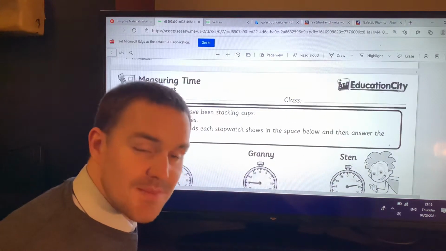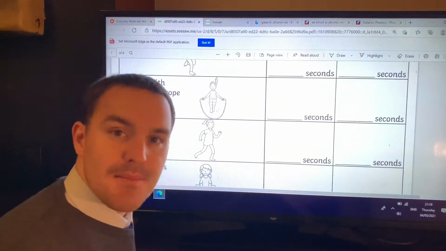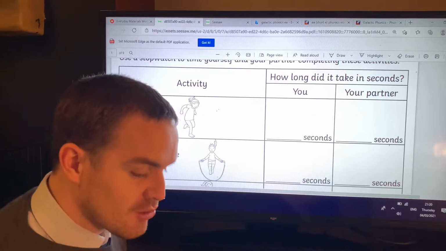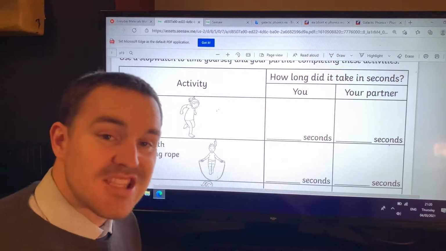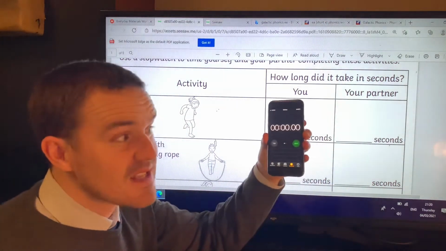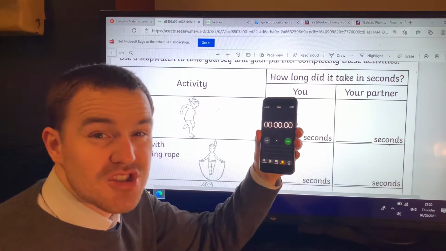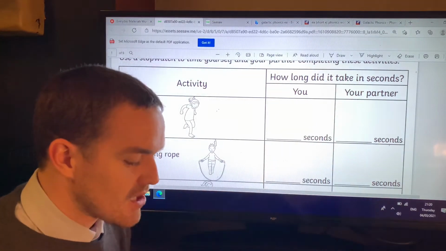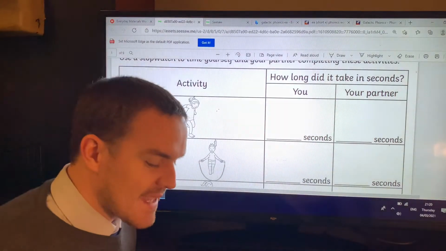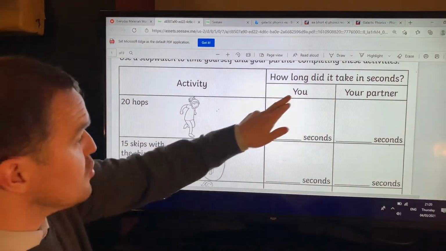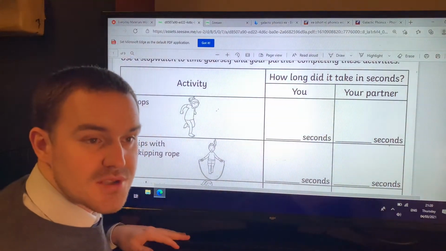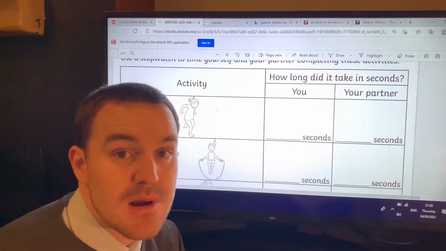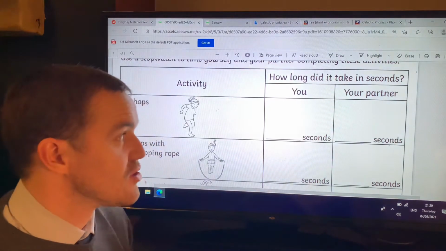I've also given you something similar to yesterday, a little physical challenge to keep you fit. For that challenge, you will need a stopwatch. Most phones have them, but I'm sure you'll be able to find one somewhere in your house, or you can get one on your iPad as well. It says here, how long did it take in seconds for you to complete 20 hops? Maybe you could do it with your mum or dad, or with your sister or brother, anyone you live with. So you could take turns.